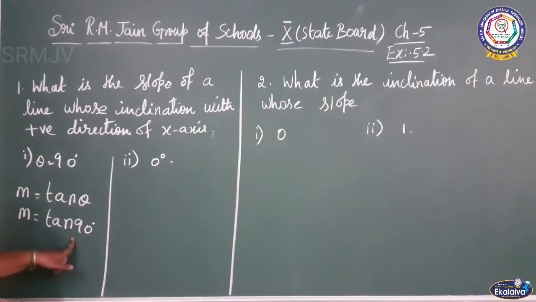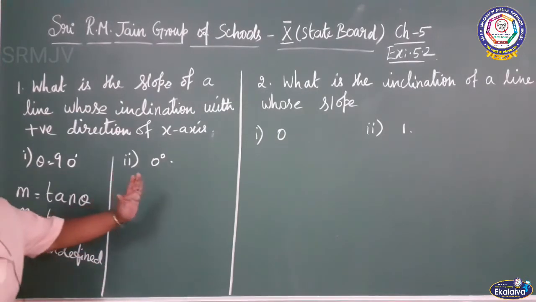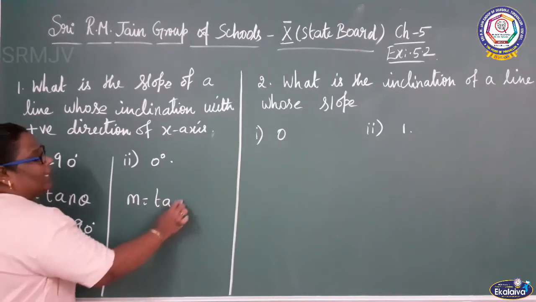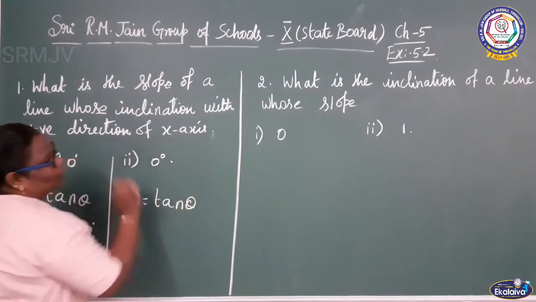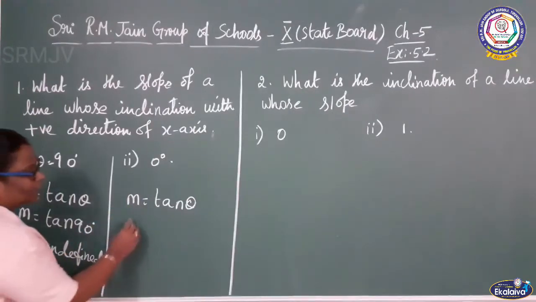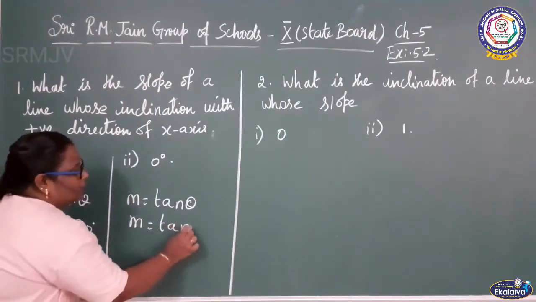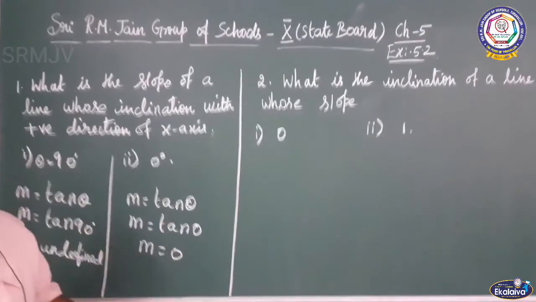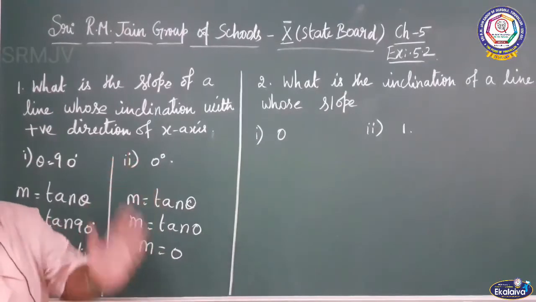What is tan 90 degrees? You studied it in the 9th standard itself. Tan 90 is undefined. So m equals undefined. Then you move on to 0 degrees. The same way, m equals tan theta, with the positive direction of the x-axis. M equals tan 0. You get m equals 0, because tan 0 equals 0.